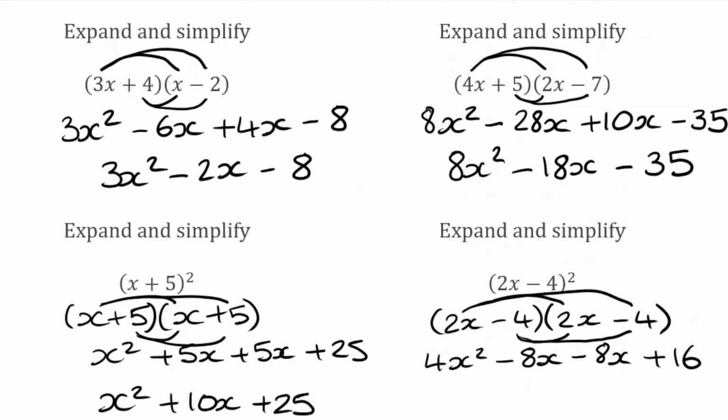So to round it all up and simplify it, we have 4x squared, then we've got negative 8x, take away another 8x, which is negative 16x, so we've got minus 16x, and then at the end we've got our plus 16.